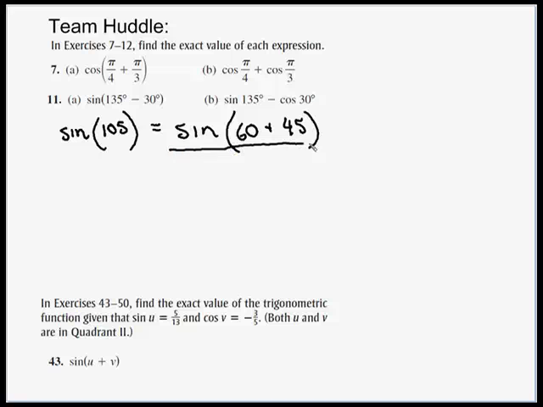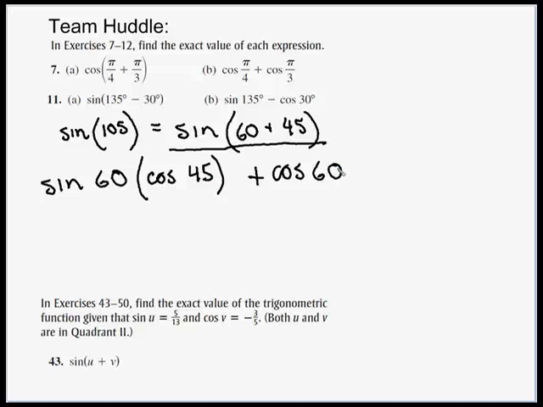We have the sine of a sum. And that's going to be the sine of the first thing, the sine of 60, times the cos of the second, the cos of 45. And then we add to that the cos of the first thing, 60, times the sine of the second, 45. We're off to the unit circle.